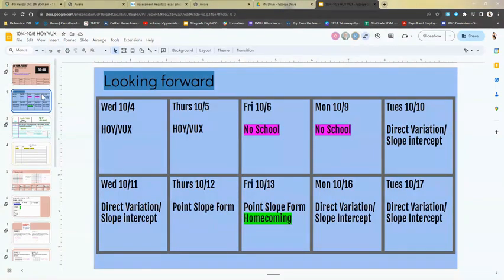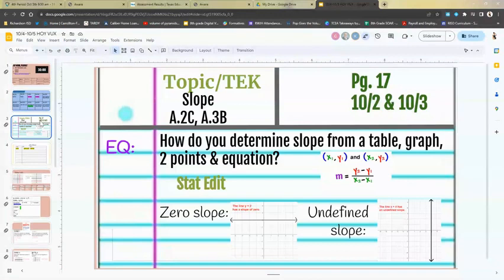So this is our calendar for the year. We're doing Hoy Bucks today. We're doing Hoy Bucks tomorrow. Then there's no school Friday, and so that's no school tomorrow, and there's no school Monday. And then we have direct variation when we get back, point slope form, and then homecoming, which is a half day. And then we get back to our regular work week. So let's be excited.